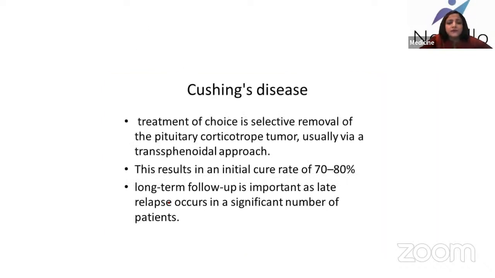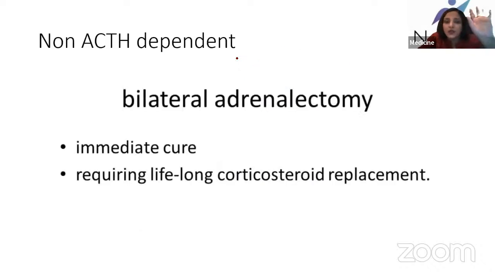Okay, the treatment part is very easy. Cushing disease, that means if there is an ACTH producing pituitary adenoma, your treatment of choice is selective removal of the pituitary corticotrophic tumor, usually by transsphenoidal approach. This results in an initial cure rate of 70 to 80%, and long-term follow-up is important, as relapse is very common in a significant number of patients.